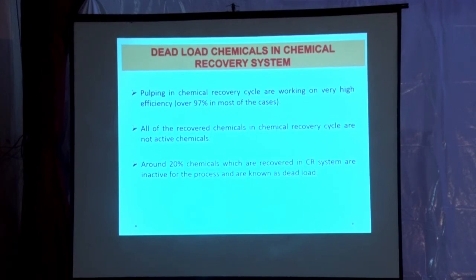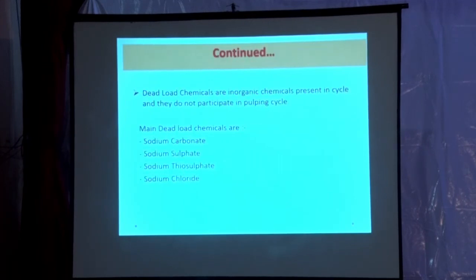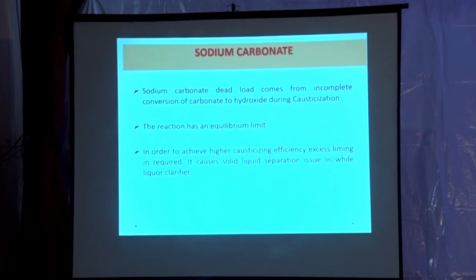How? Simply, we will discuss. You can say that around 20% of the chemicals which are recovered in the chemical system are not required. Like sodium carbonate, sodium sulfate, NaCl, KCl, K2SO4. You are recovering it, you are building it up. You are also recovering it in chemical recovery, but it is of no use. So how can you reduce it? The major dead loads are sodium carbonate, sodium sulfate, sodium thiosulfate, and sodium chloride. There are four major dead loads present in the recovery cycle. There are many more, but their percentage is very small, so I have skipped them.